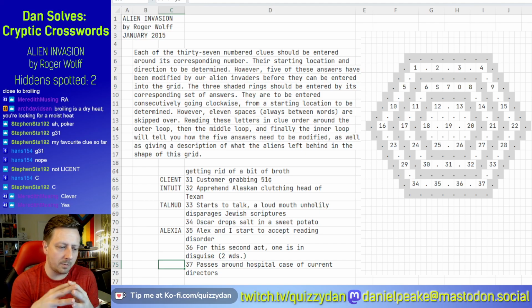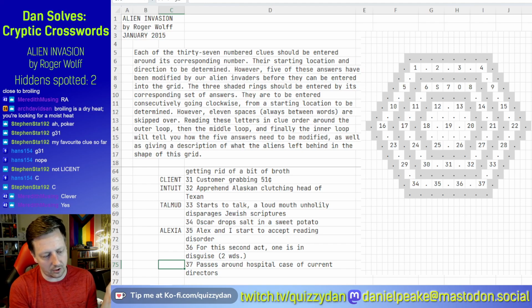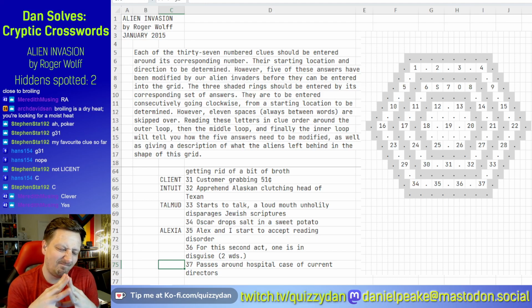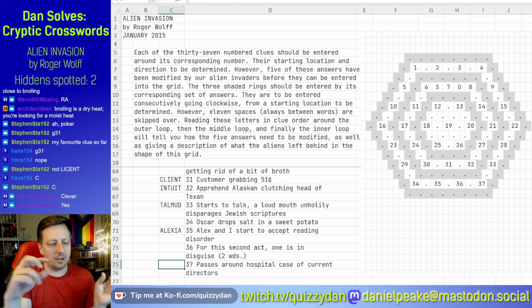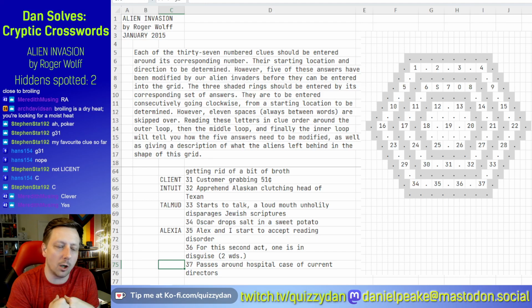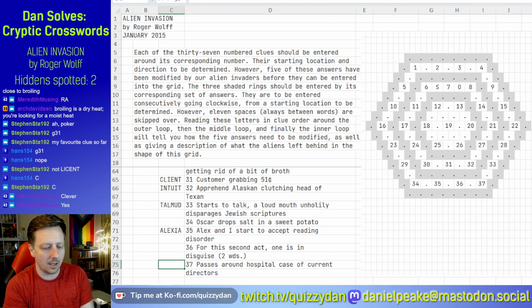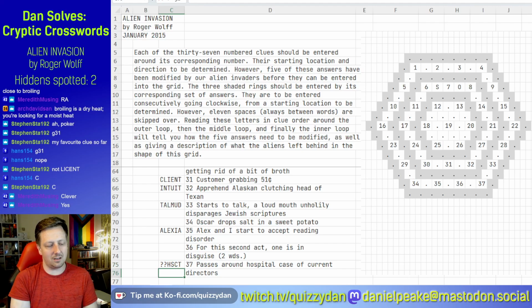And passes around hospital, case of current directors. So passes around feels like the definition there. Hospital is H. Case of current would be C and T. But passes around. So if you pass, you may be okay or something. So it's going to be a term for that. Term for passes around an H for hospital. And the case of current is CT. And we're going to get directors.